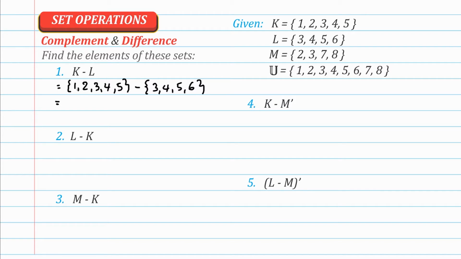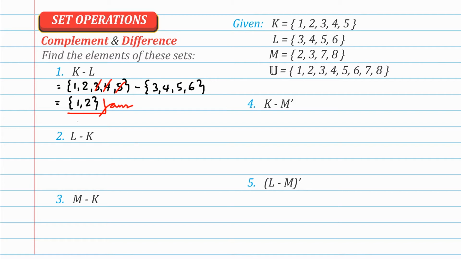So, let's try and check that. 1 nasa K. Nandito ba? Wala. So, 1 stays there. Next, 2. Yung 2 nasa K, nandoon din ba? Wala. So, 2 stays there. Next, 3. Yung 3 nasa K, nasa L din ba? Meron. So, that means we have to sort of cancel yung 3. Okay? Next, 4. Yung 4 meron ba doon? Yes, meron din. So, again, let's cancel. Now, 5. May 5 ba doon? Again, let's cancel. So, in the end, ang natira sa K are the elements 1 and 2. That now is the elements of the set K minus L.